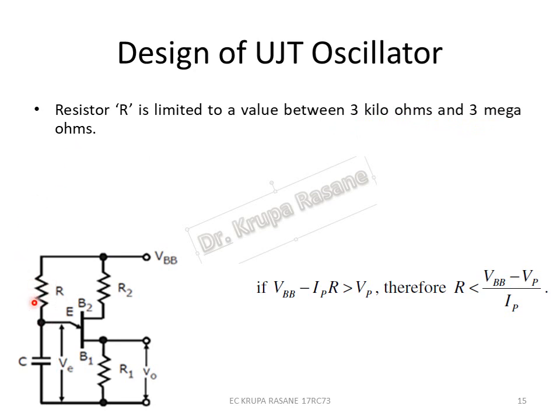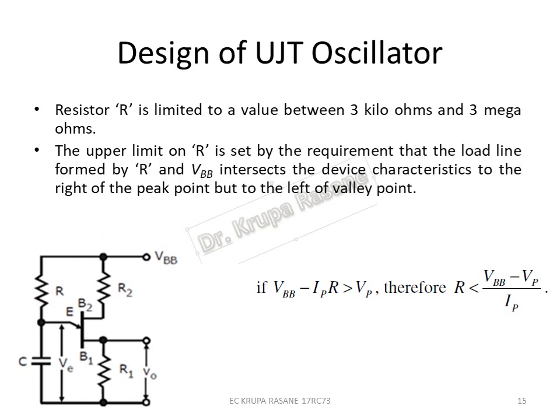The value of R is limited between 3K to 3 mega ohms, and the upper limit on R is set by the requirement that the load line formed by R and VBB will intersect the device characteristics to the right side of the peak point but to the left side of the valley point, that is, in the negative resistance region. The load line has to be there; then only this R value will have an R max and an R minimum, between the peak point and the valley point.